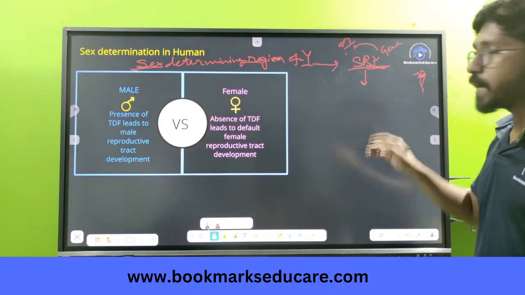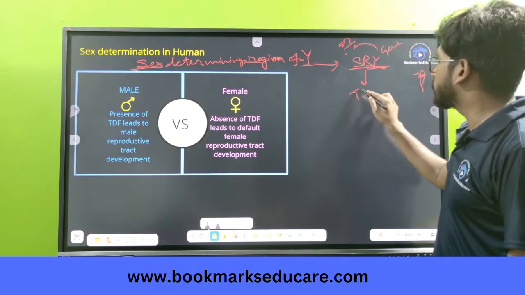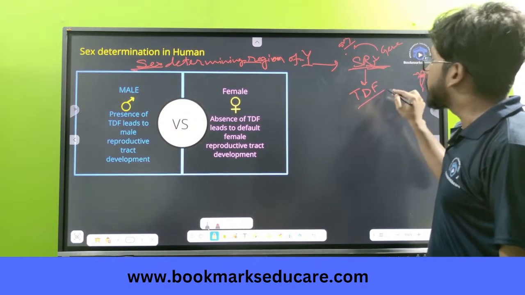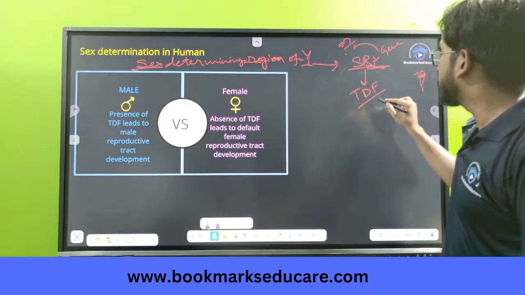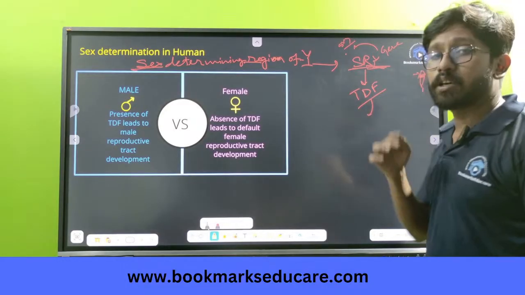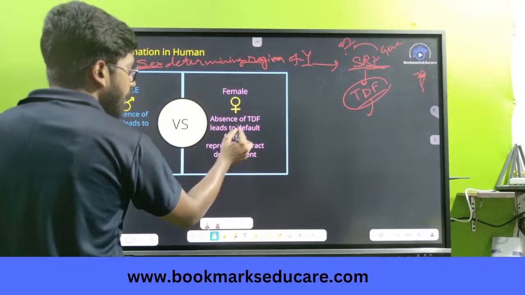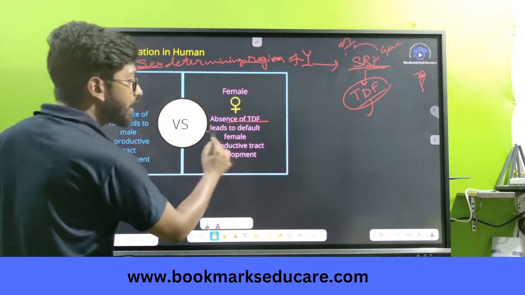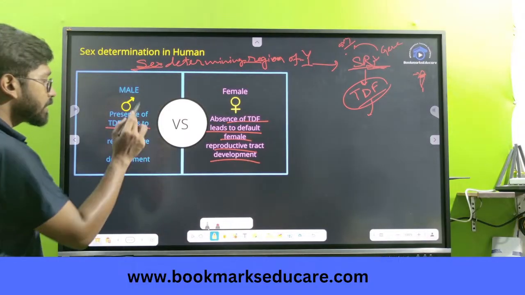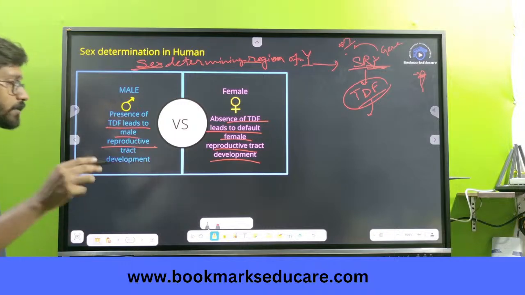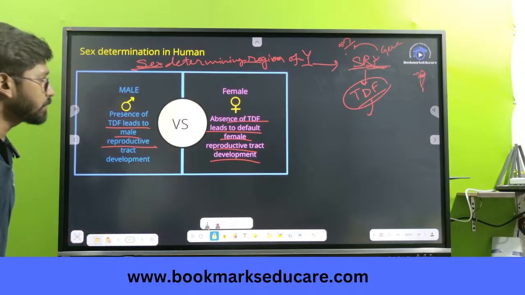This capital SRY, the SRY gene, codes for multiple proteins, but one of them is TDF, testicular determining factor. Testicular determining factor is the factor that will determine your testes. So if there is no TDF present, like it is written here, absence of TDF leads to default female reproductive tract development. Meaning, if there is TDF, only then the male reproductive tract will be developed. Take a screenshot of it, do whatever you want, but remember it.